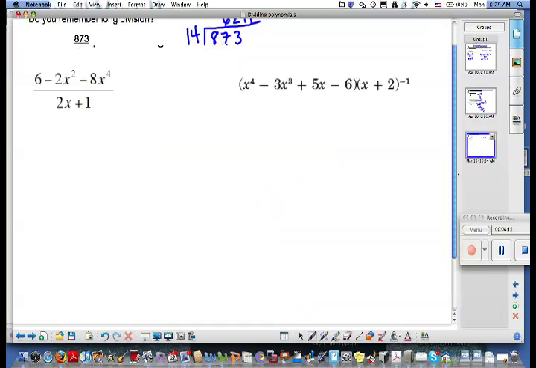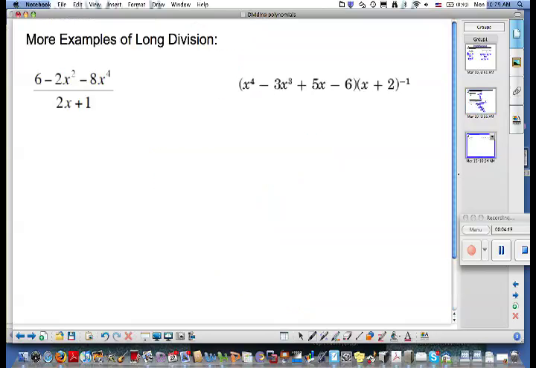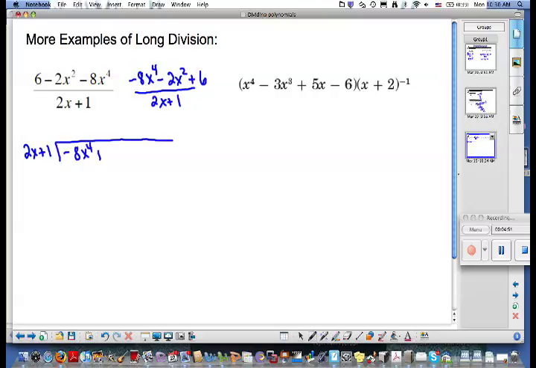Alright, going on, I'm going to do 2 more examples. In the first one, you notice that the numerator is not in standard form, so we need to make sure that it is. If you want to write it in standard form, that's negative 8x to the 4th minus 2x squared plus 6. Okay, so we're going to have 2x plus 1 divided into. Now, not all degrees are represented. So we have negative 8x to the 4th. There is no third degree term, so we're going to fill that in with 0x to the 3rd minus 2x squared.